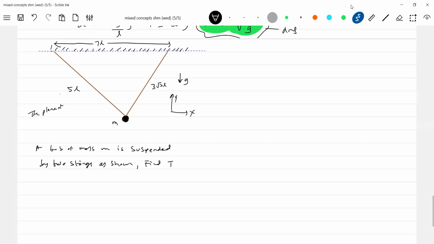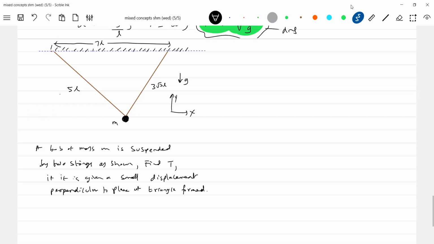If the bob of mass m is suspended by two strings, I should find the time period. If it is given a small displacement perpendicular to the plane of the triangle, I think more than this information will not be there. The plane of oscillation will be the YZ plane. For your understanding, the plane of oscillations will be the YZ plane.